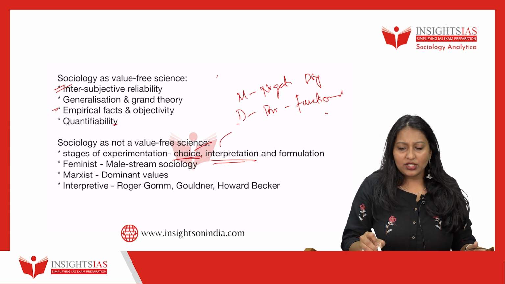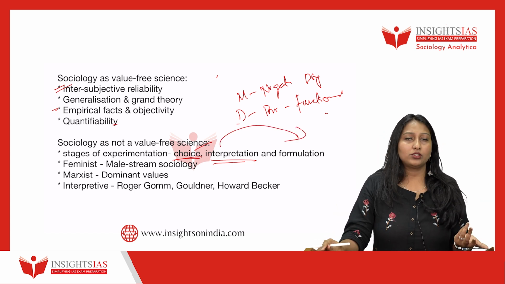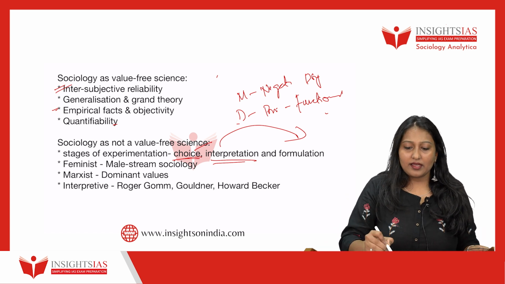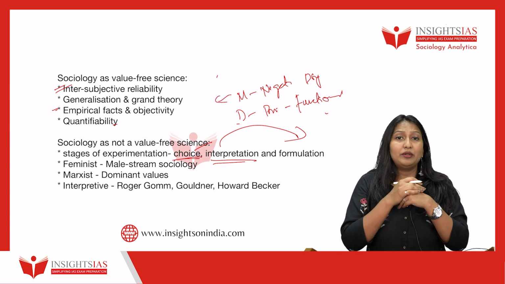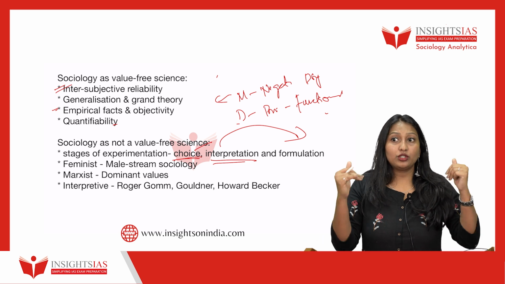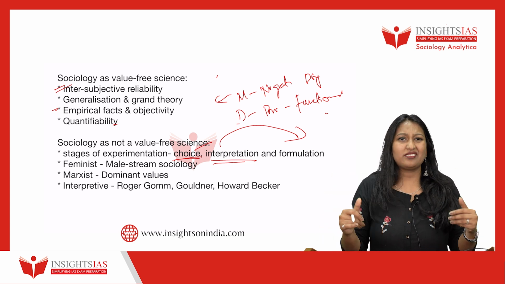And not just interpretation, the final formulation of theory also, that is what they say. So Karl Marx said that religion should go away from the society. There should not be anything like religion. It's an opium.